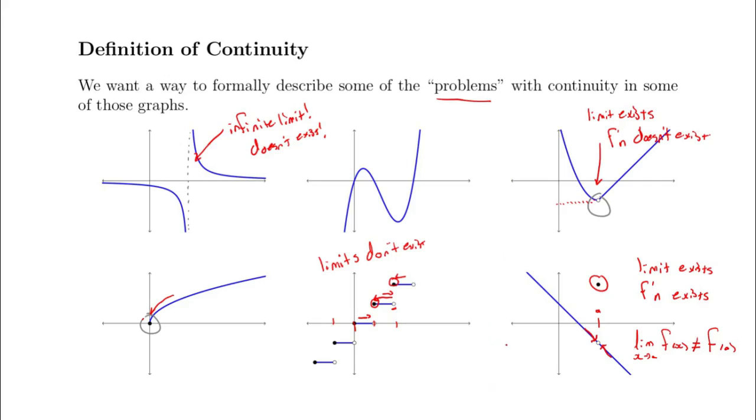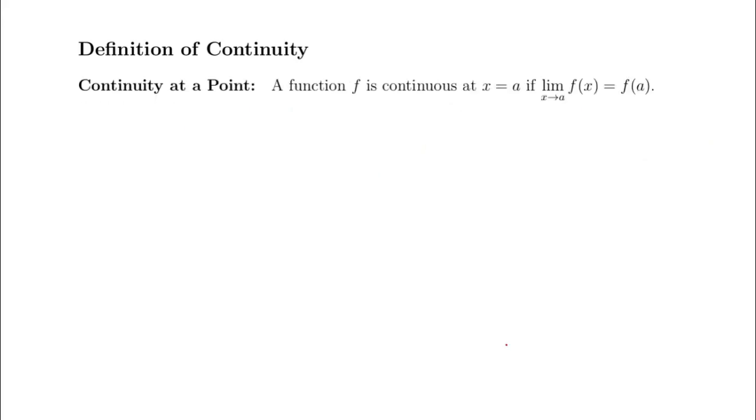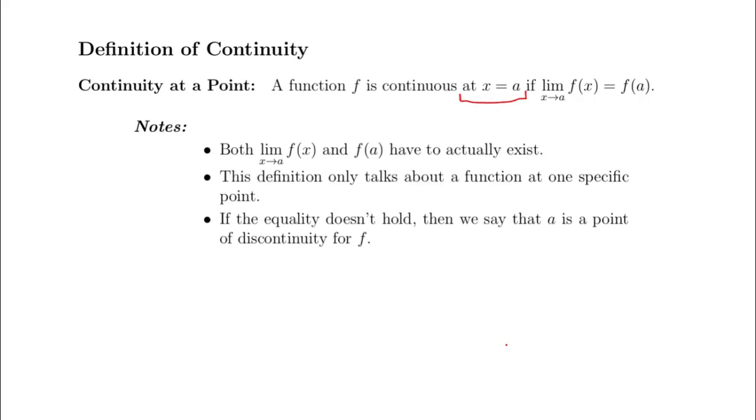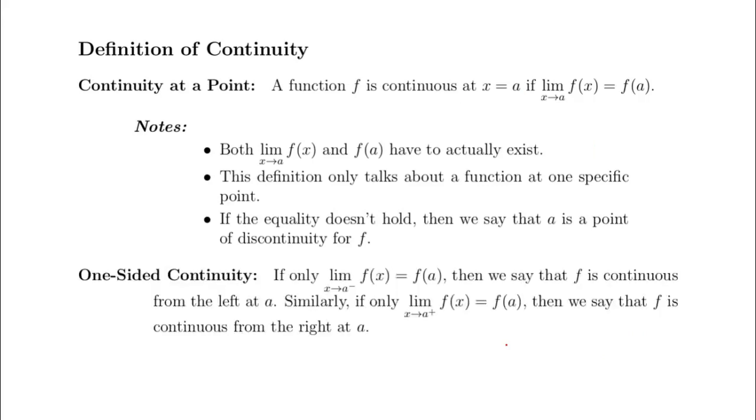But in general, we'll call these problems points of discontinuity. All right. What you'll also notice is that even if the two-sided limit doesn't exist, it might be the case that the left-sided limit is equal to the function value, or the right-sided limit is equal to the function value. Then we can talk about one-sided continuity and say, all right, even if the limit doesn't exist because the left and the right don't match up, if the left-side limit and the function value are equal, then we still have something.